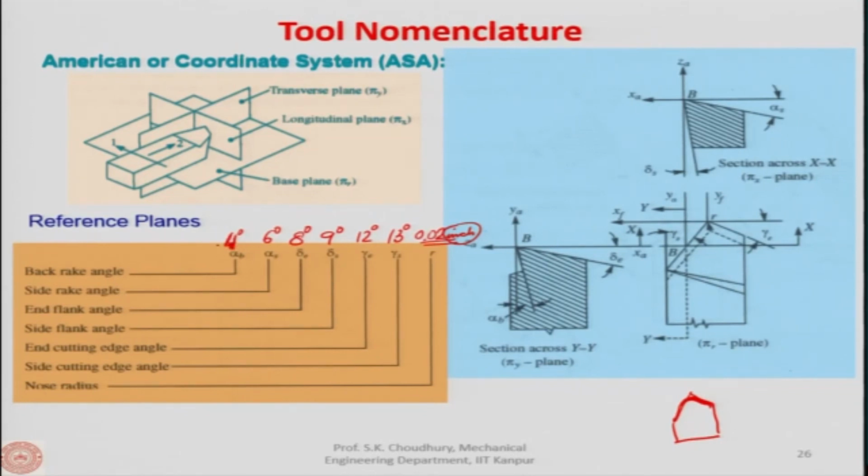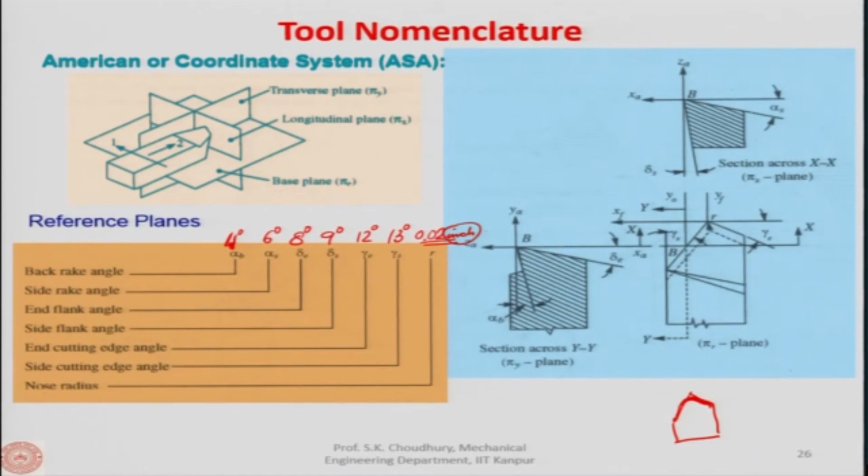So, the back rake angle for a tool of this nomenclature will be 4 degree, side rake angle will be 6 degree, end flank angle will be 8 degree, side flank angle will be 9 degree, and so on. End cutting edge angle is 12, side cutting edge angle is 13 and the nose radius is 0.02 inch. So, this is about the coordinate system.